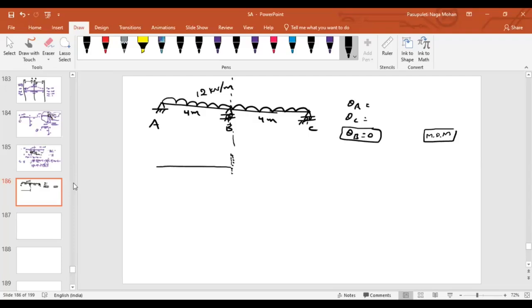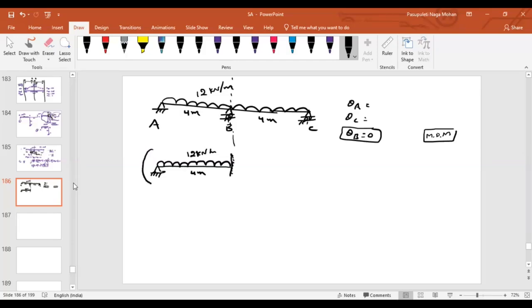If I'm saying that my slope at point B equals 0, can I imagine it as some sort of fixed support? Yes, sir. So imagine it is 12 kilonewton per meter and it is 4 meter. If you want to solve this by using the moment distribution method, what will you do? You will find the fixed end moments.